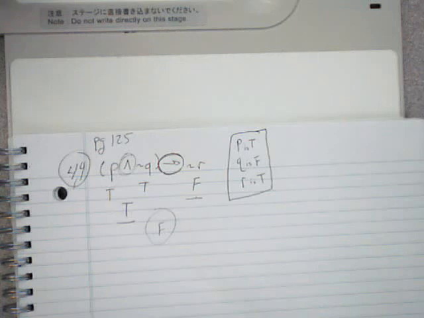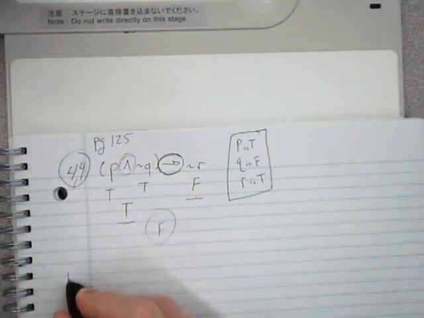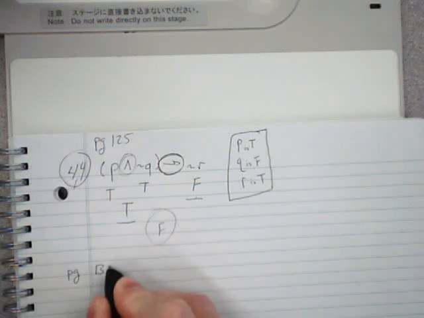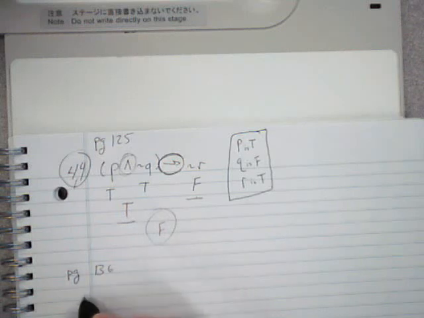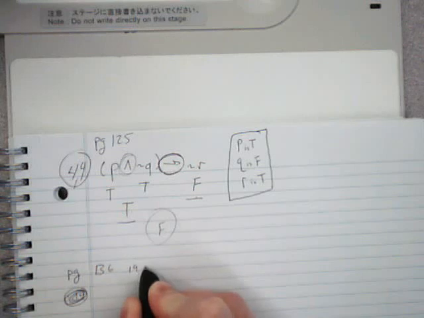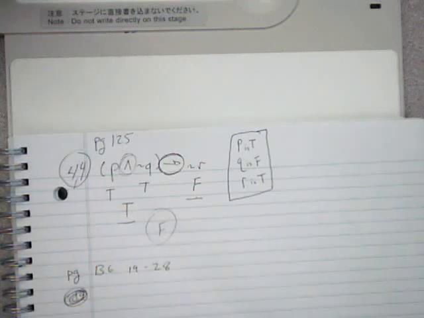So, basic equivalencies. On page 136, you want to look at number 19. Oh, let's not do the even one. So 19 through 28 would be what we're talking about. It says use a truth table to determine whether two statements are equivalent.